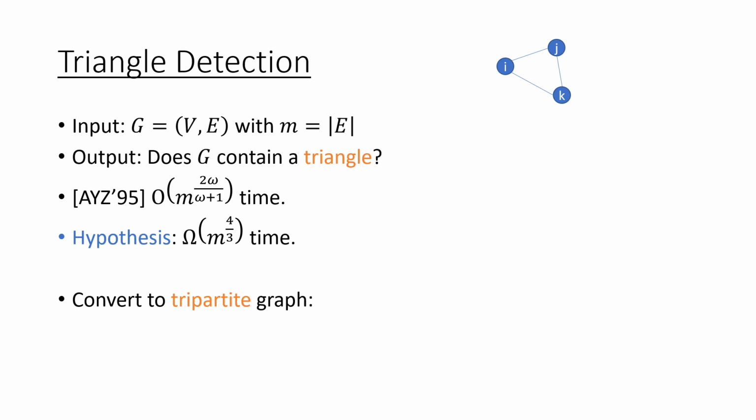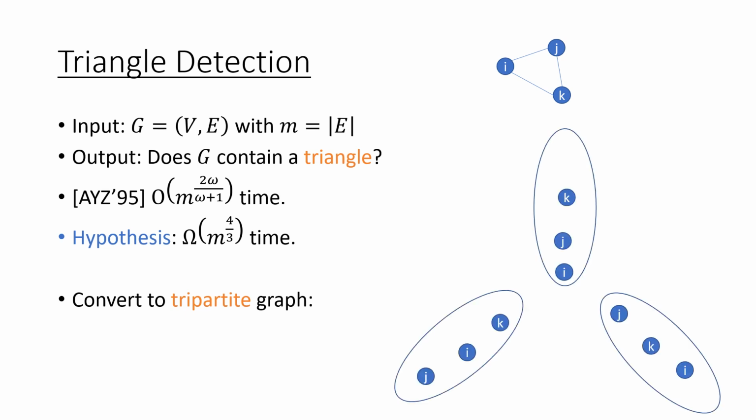It turns out that the problem of triangle detection is still hard even when the graph is tripartite. To see this, suppose we convert the original graph into a tripartite graph as follows. We begin by creating 3 copies of the vertices. So in this example here, each vertex, for example, vertex i, has 3 copies, 1 in each one of the sets. We then create 6 copies of each edge. So for example, the edge ij has 6 copies here. Notice that this graph is tripartite since we do not add edges between vertices in the same set.